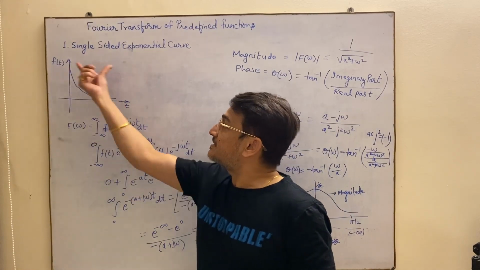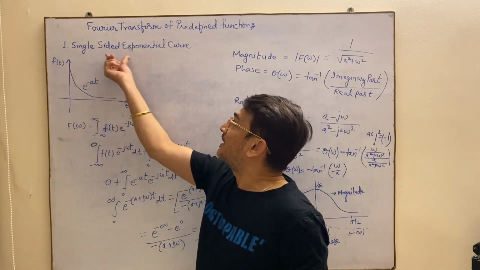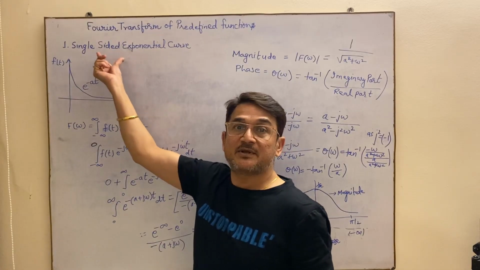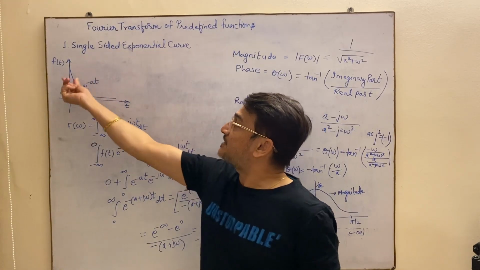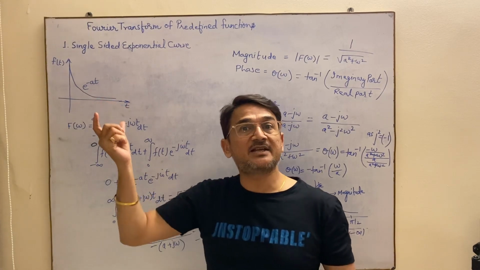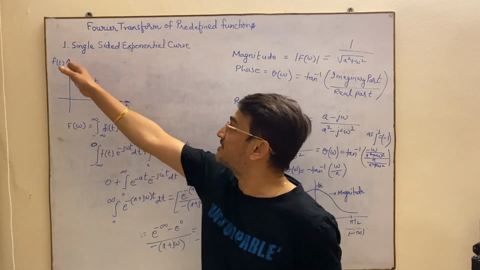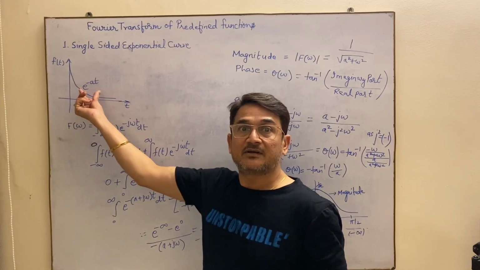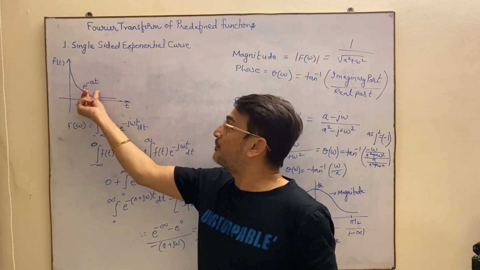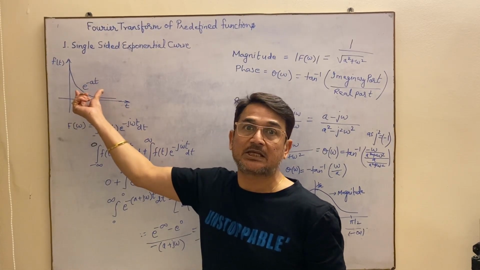So this is a single-sided exponential curve. As the name suggests, single-sided means it exists only on one side of the axis. Exponential curve means this curve is exponentially either increasing or decreasing. So this is an exponentially decreasing curve, so it is a negative curve. We can define it by e raised to the power minus at.